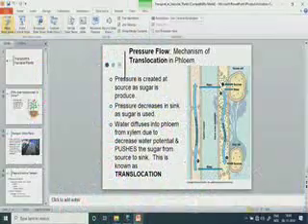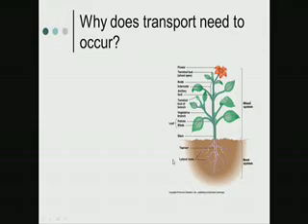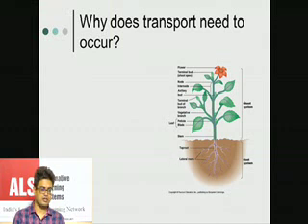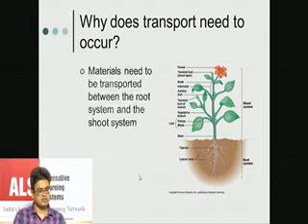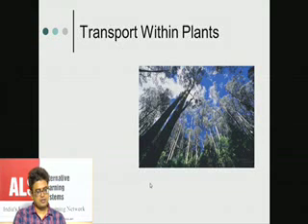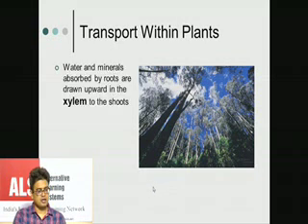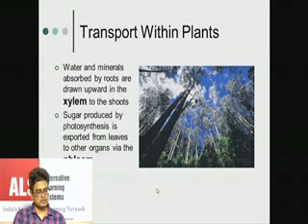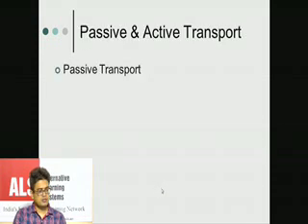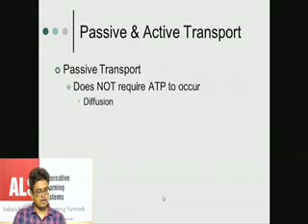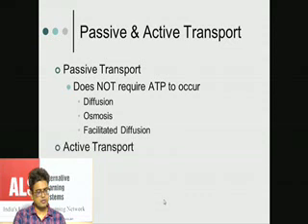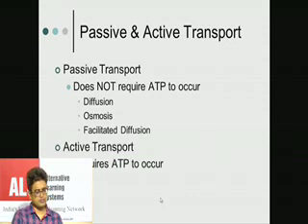So, transport in vascular plants. Why does transport need to occur? Because materials need to be transported within plants. You see that the plants are very tall, like these trees are very tall. So one thing is xylem, the other thing is phloem. Passive transport, active transport, and diffusion. All this part we have already done. There is nothing much to explain in this.